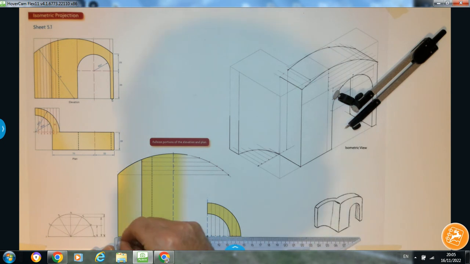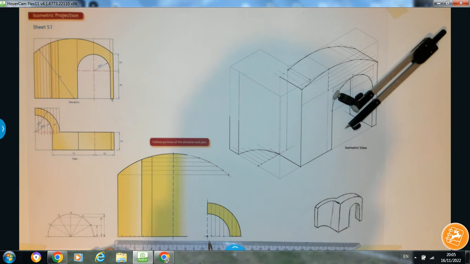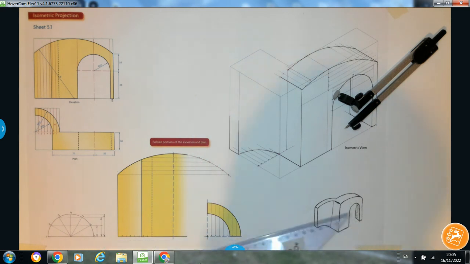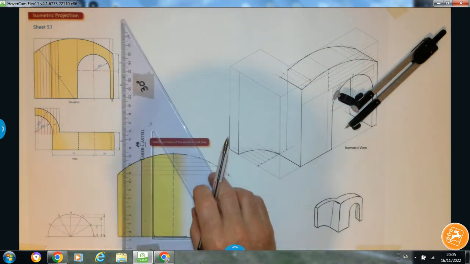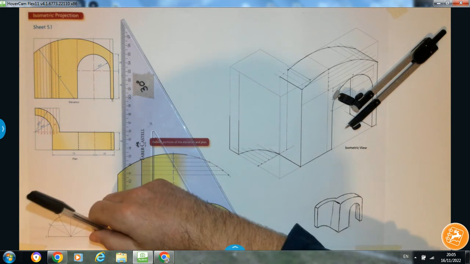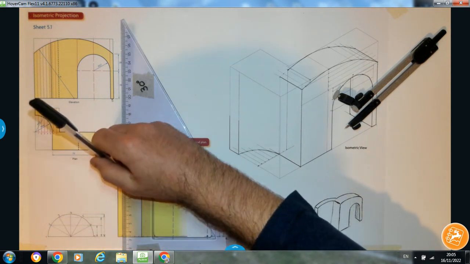So once again, measuring from here, I'm going to go 5, 10, 15, 20, 25, 30, 35, and obviously 40 is already done. 5, 10, all the way out are the same as these 5s here. It's like I'm taking slices, vertical sections through the object.